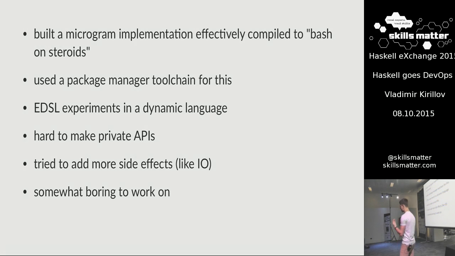The other thing we experimented with was trying to make API checks, because it's hard to make private APIs in a dynamic language, because there's nothing private in a dynamic language. You can just go somewhere and steal a value, or set another value, right? We tried to add side effects to this language, so we actually added a monadic DSL to Nix that allowed us to do things like decrypting files or other limited side effects, but it was really sad to look at. And the whole system overall was somewhat boring to work on.